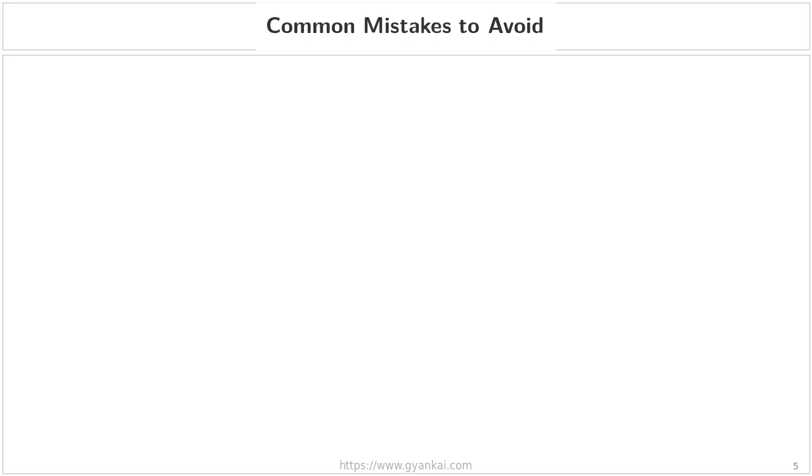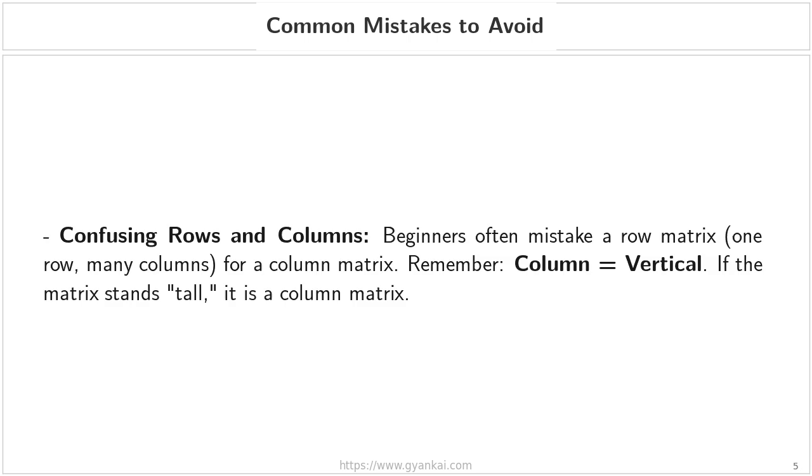Common mistakes to avoid. First, let's address the confusion between rows and columns. It is quite common for beginners to mistake a row matrix, which consists of one row and multiple columns, for a column matrix. To keep this simple, always remember that a column is vertical. A helpful tip is to look at the shape. If the matrix stands tall, it is a column matrix.